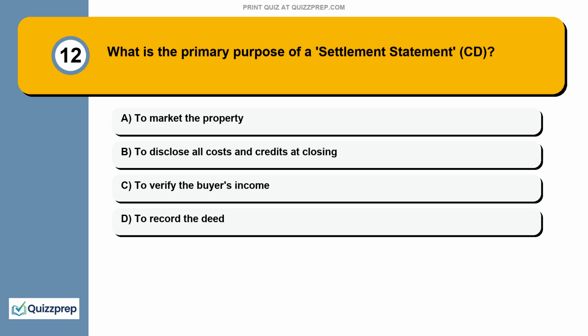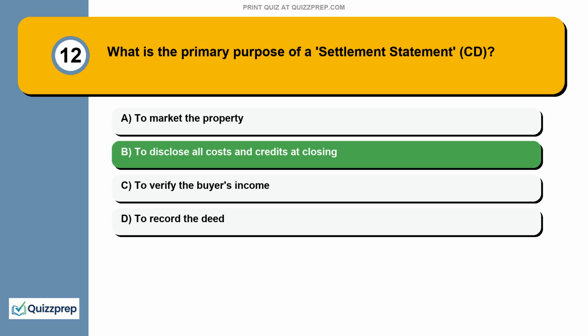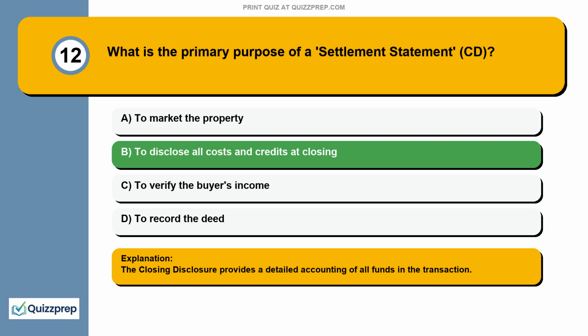Question 12. What is the primary purpose of a settlement statement, CD? To market the property, to disclose all costs and credits at closing, to verify the buyer's income, to record the deed. The closing disclosure provides a detailed accounting of all funds in the transaction.